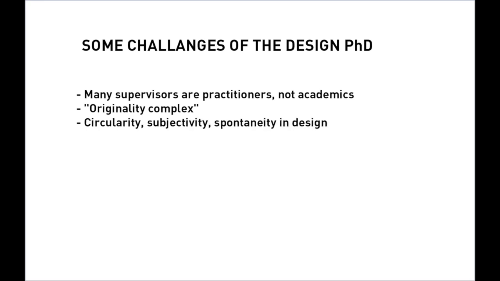Design is characterized by circularity, subjectivity, and spontaneity, and these are three dimensions along which design deviates from natural science and empirical science. Empirical science is all about predictability and linearity and objectivity. But in cybernetics, design finds a very good partner here because cybernetics is squarely centered on these ideas.